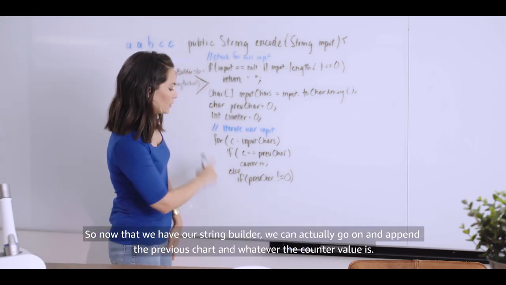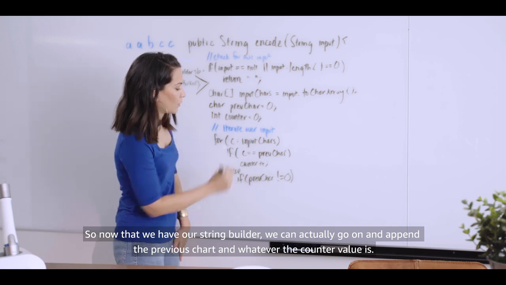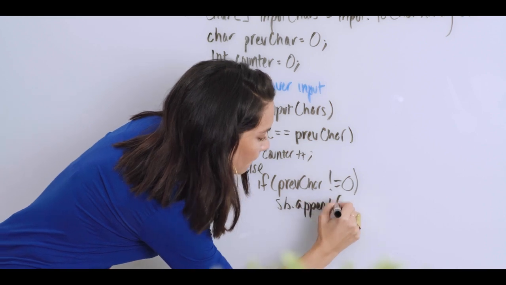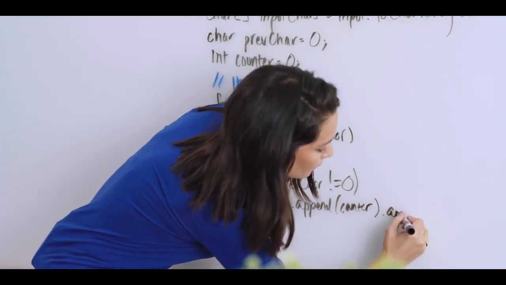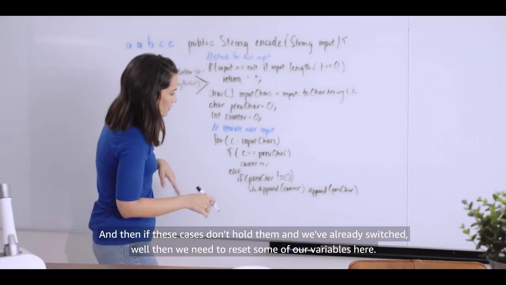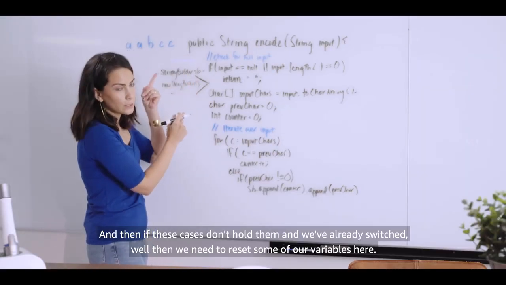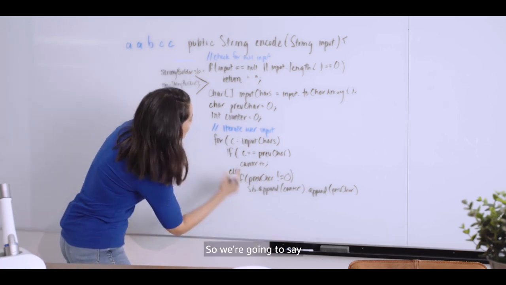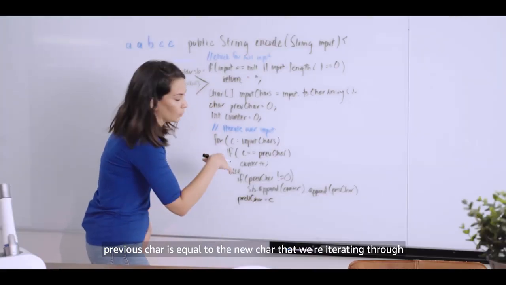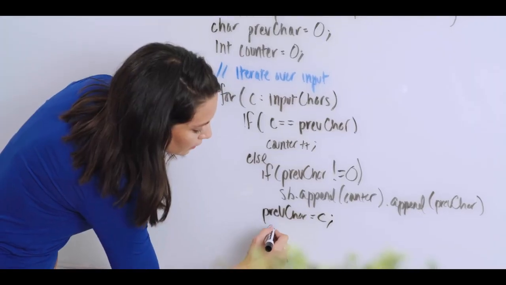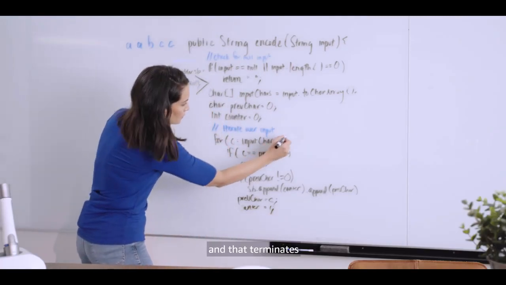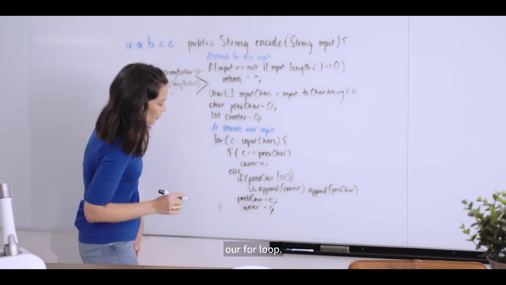So now that we have our string builder, we can actually go and append the previous char and whatever the counter value is. And then if these cases don't hold and we've already switched, well, then we need to reset some of our variables here. So we're going to say previous char is equal to the new char that we're iterating through, and our counter equals 1. And that terminates our for loop.